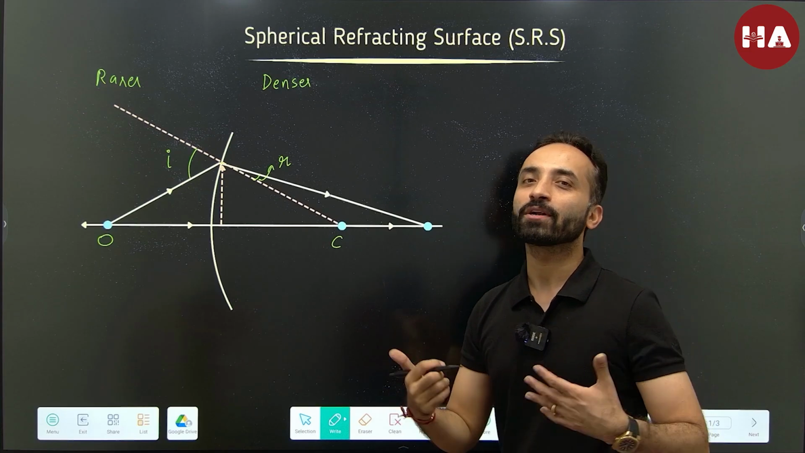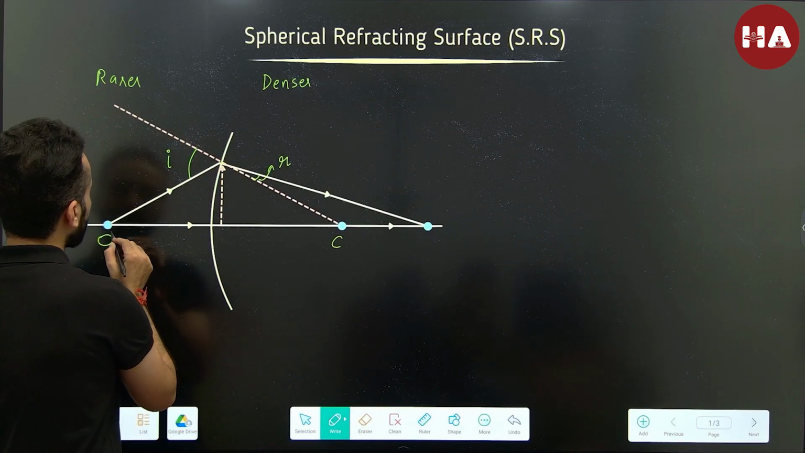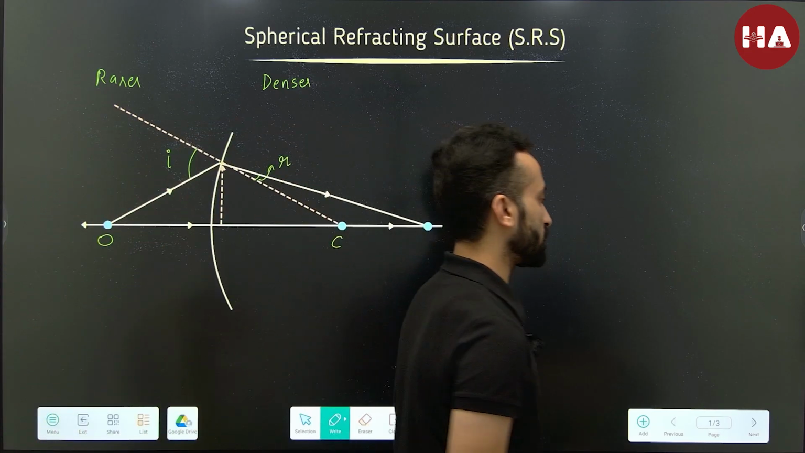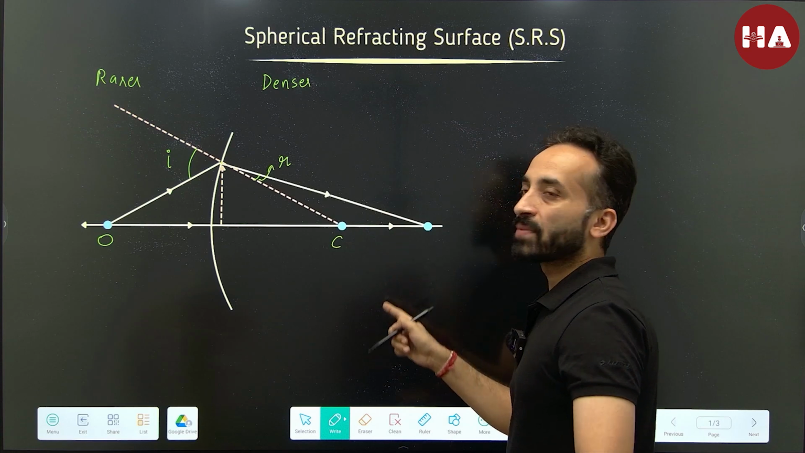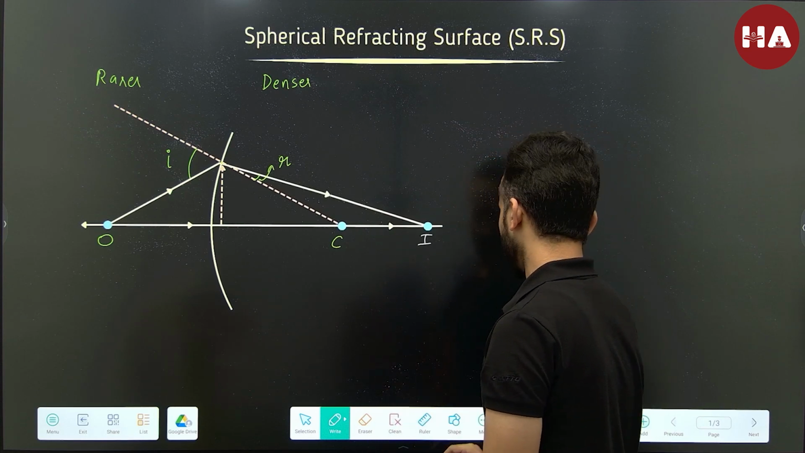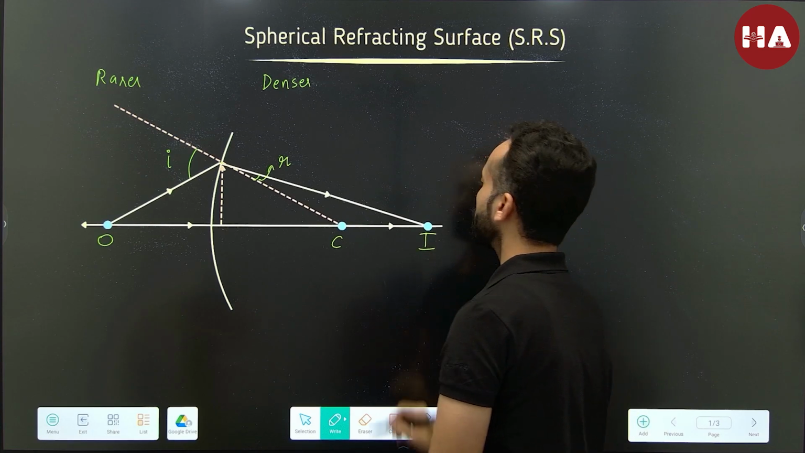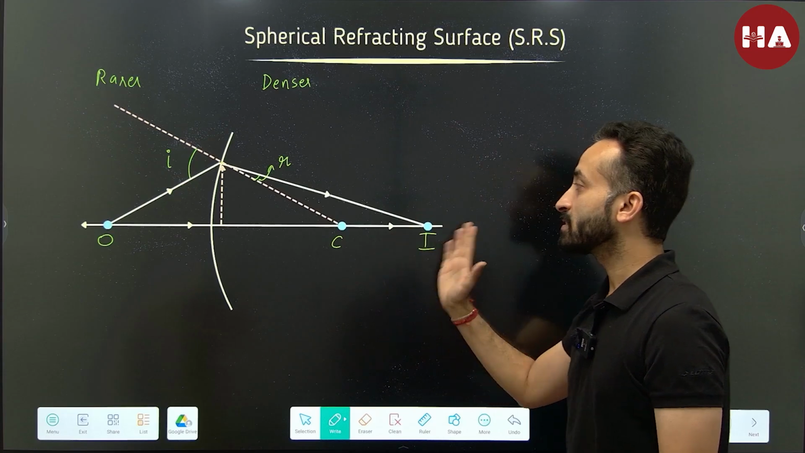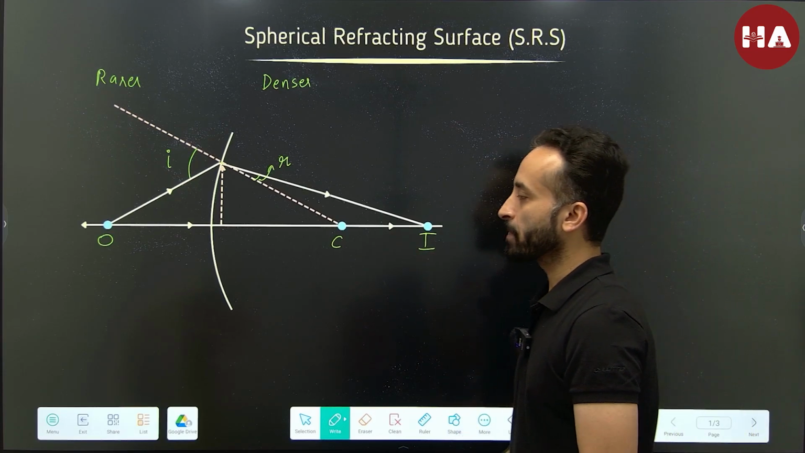What are we wanting to derive when we say this formula? We are wanting to derive the relation between the object distance and the image distance. When this ray bends towards the normal, it meets the previous ray here, so therefore this is the image. So object, image and center of curvature. Since it is actually meeting, this is a real image.